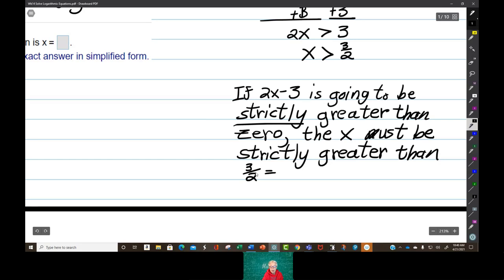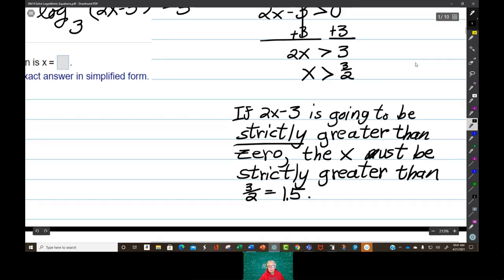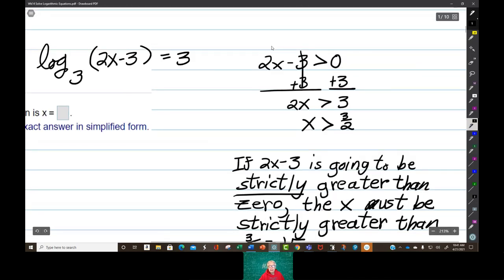And FYI, 3/2 is 1.5. So that's what this means. We have to decide, given that this 2x minus 3 has to be strictly positive, then x is going to have to be what? Well, greater than 1.5. Not equaling 1.5, but actually greater than 1.5. So those will be the only answers we can accept.